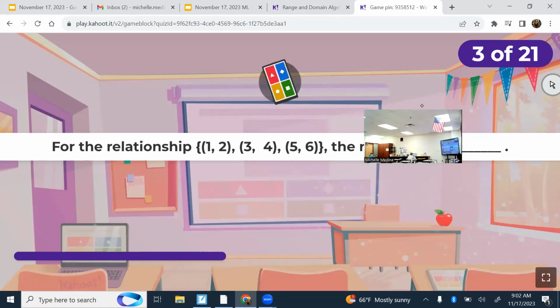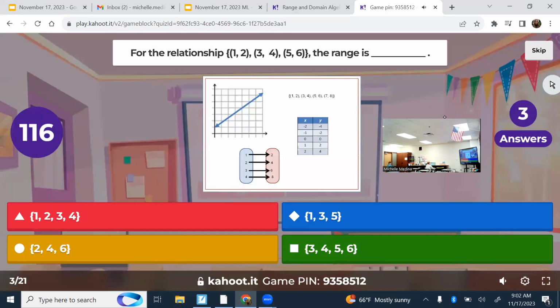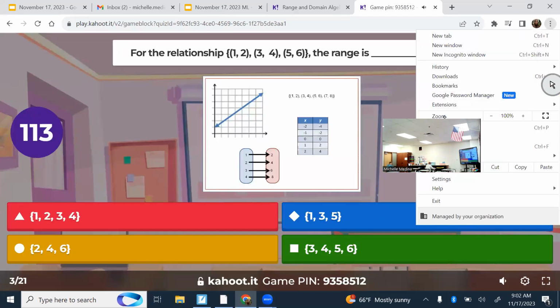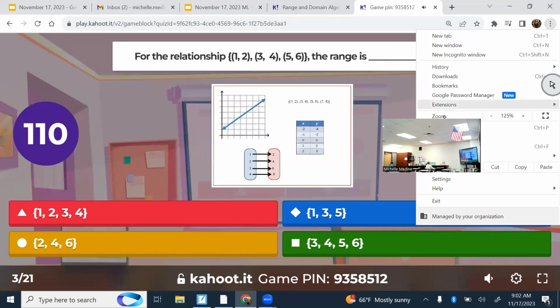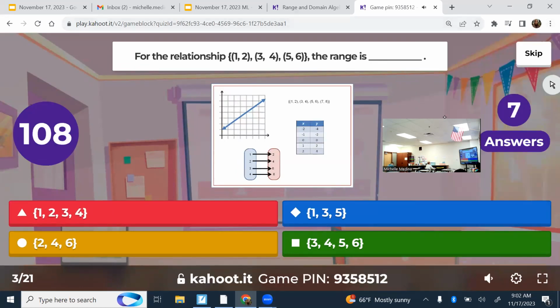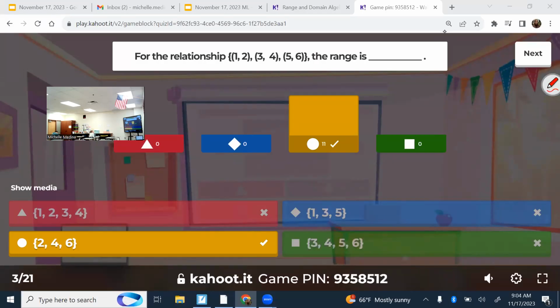For this relationship, the range is what? It's a list of coordinates. What's the range? You do not need the picture. All the y's. So when it's given to you in coordinate form, y's come second. So all the second numbers in each coordinate, 2, 4, 6 in this case, is your range. Questions on that? Okay then. So next one.